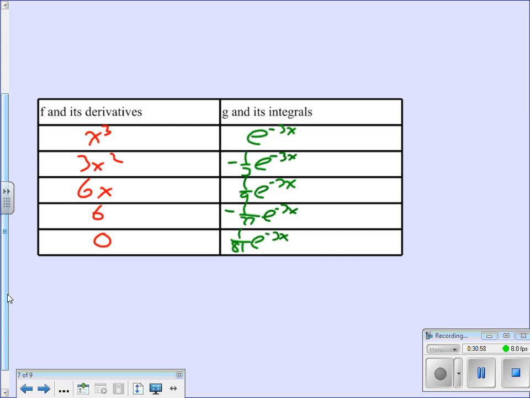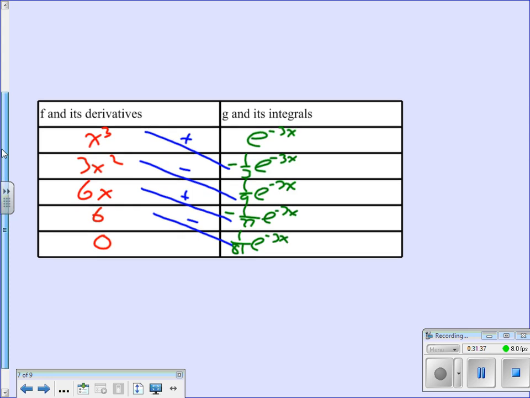Now I need to take that table and write my answer. Here's what you do. You work diagonally. My first term is going to be made up of these two terms times each other. My next term is these two times each other, but it's opposite. My next term is these two times each other. And my last term is these two times each other, and it's opposite. So I go plus, minus, plus, minus, multiplying the diagonals to get each term for my final answer.